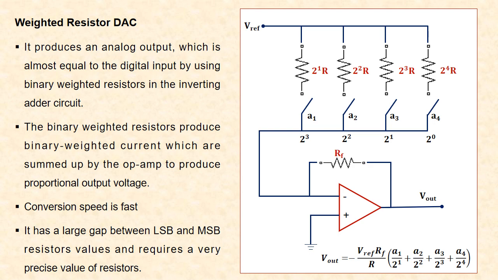The drawbacks of weight resistor DAC are it requires a large number of resistors and also it has large gap between LSB and MSB resistor values and also requires a very precise value of resistors. It is suitable only for low resolution DACs.